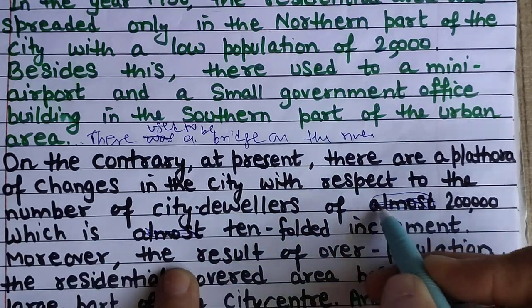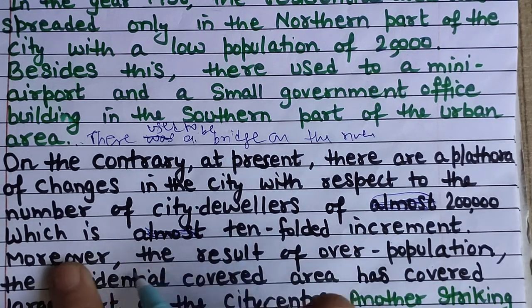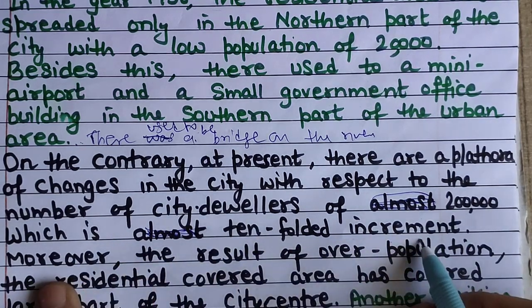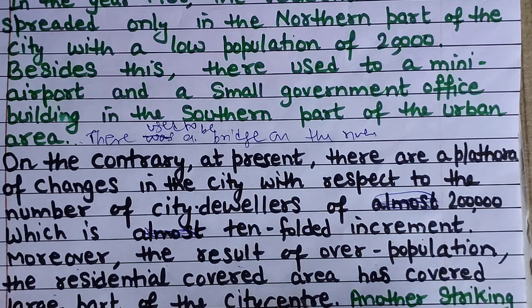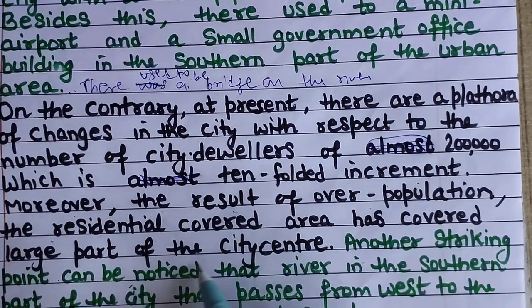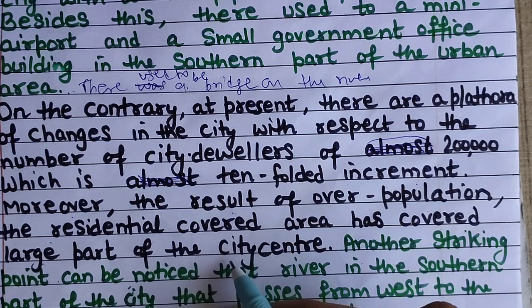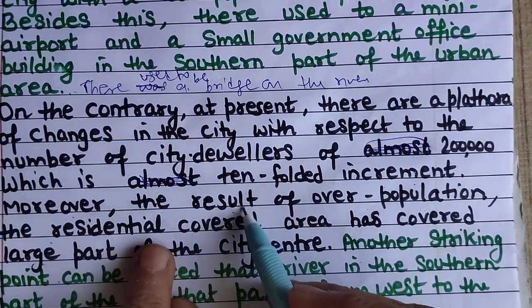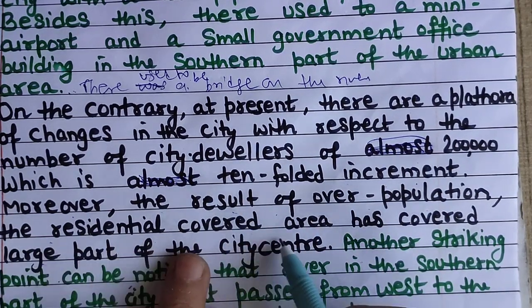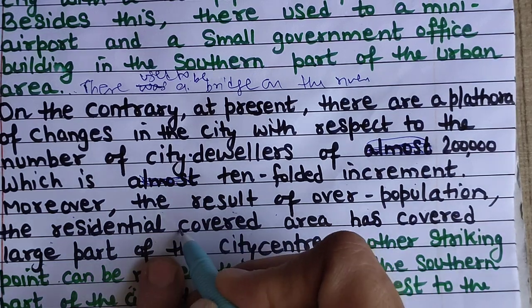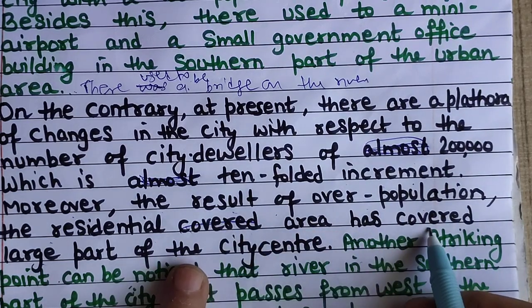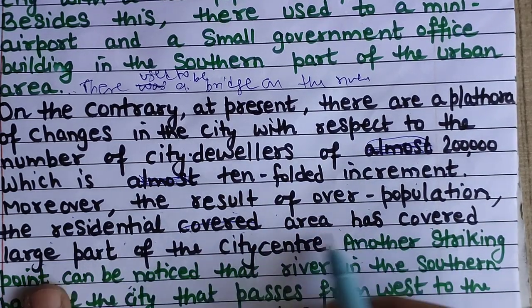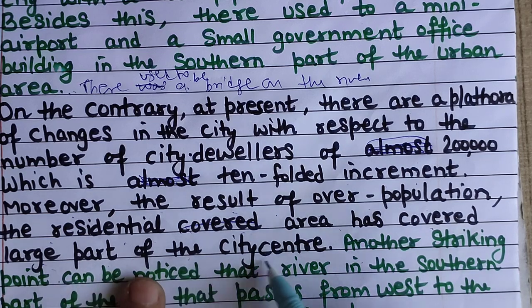So how can I use almost? No, that goes wrong. Which is a tenfold increment. Moreover, the next thing: as a result of overpopulation, the residential area has covered a large part of the city center. I can cut the repeated words.